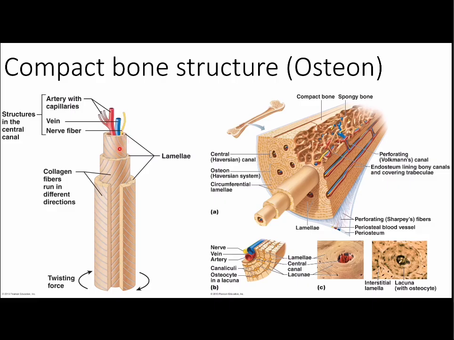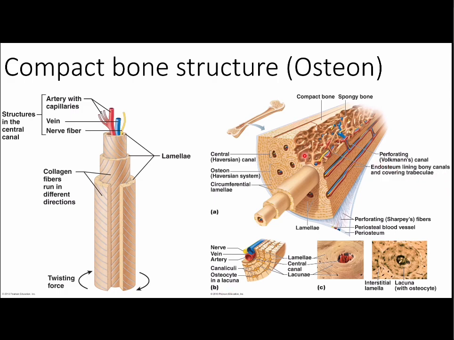So we have these lamellae that run in concentric circles, but what are they running around? We have the central canal in the middle of the osteon. You can see it in all of these images. Your central canal is where your blood and nerve supply runs.